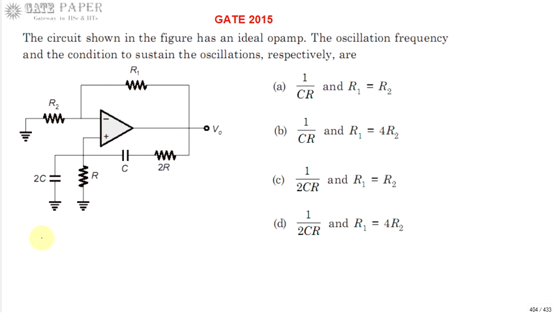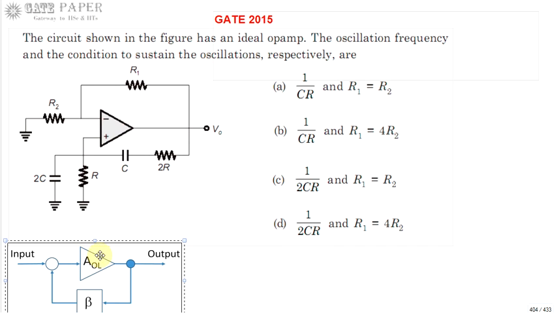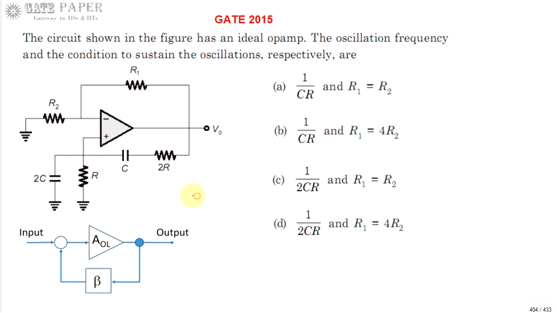So if you observe, this is a general block diagram of the oscillator, and this is the input side. This AOL is the open loop amplifier, that is, the amplifier without feedback. This is the feedback we are going with. The output is fed back to the non-inverting terminal, so it is called positive feedback, and this entire network is going to be called the beta network.